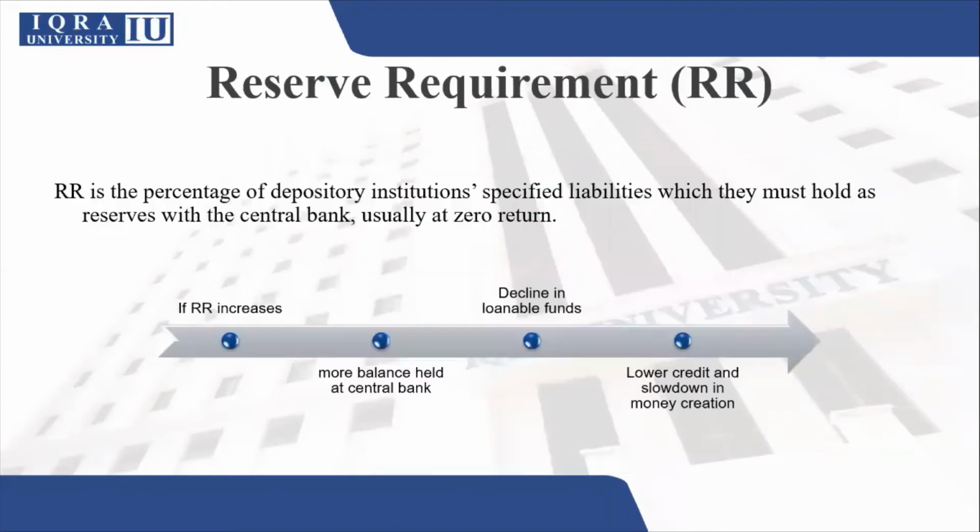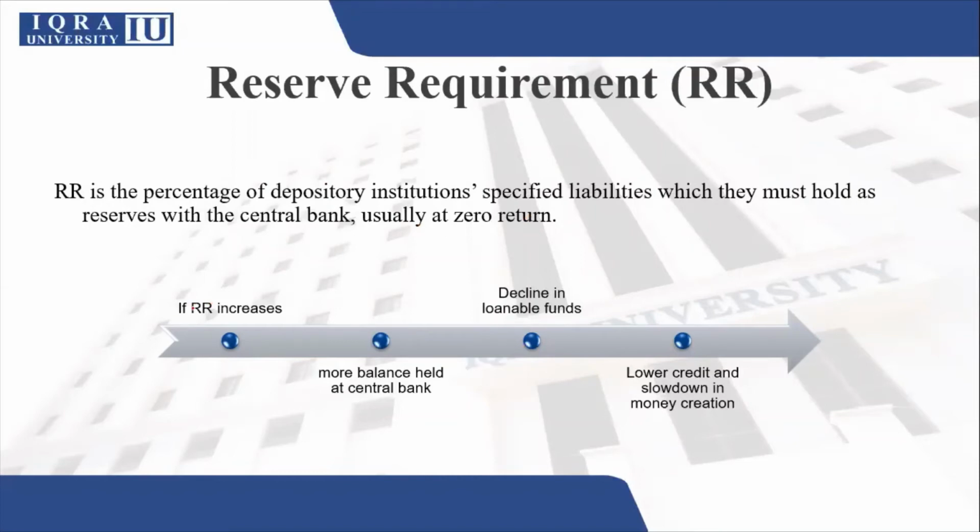requirement first. Reserve requirement is a percentage of depository institutions' specified liabilities which must be held as reserves with the central bank, usually at zero return. So this is a percentage of the amount that the banks have to keep as a reserve, and they cannot use it for loan purposes. So they cannot use that to give out further loans.